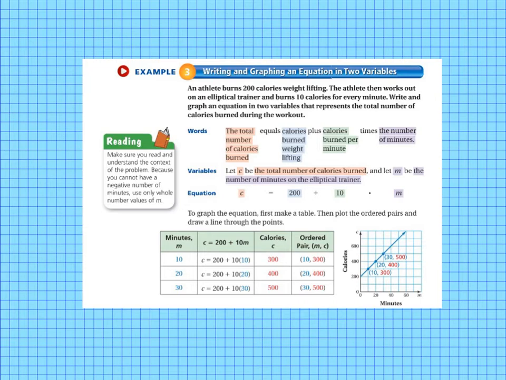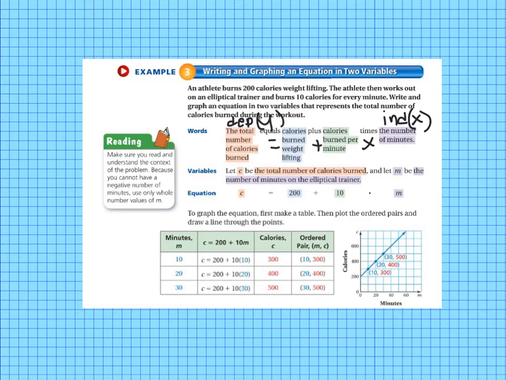So the total number of calories burned, that's our dependent variable. So that's going to be on the y-axis, and that equals the calories burned lifting plus the calories burned per minute times the number of minutes. So that's our independent variable, which is going to be on the x-axis. So it's kind of important to know what's going where in your final product.